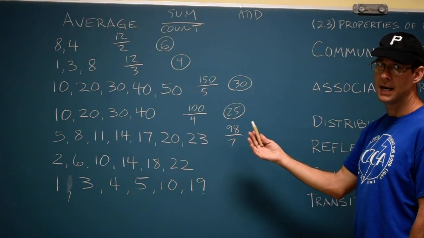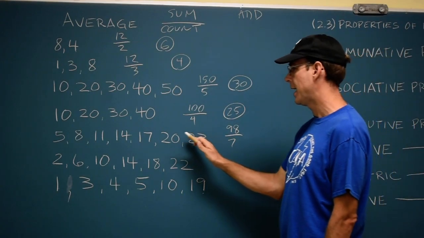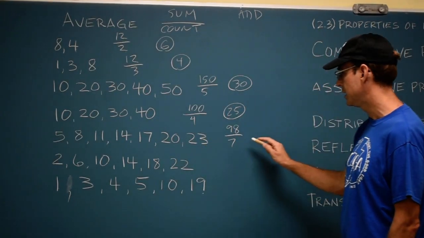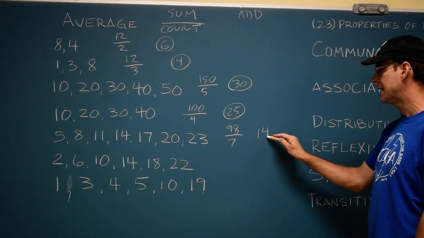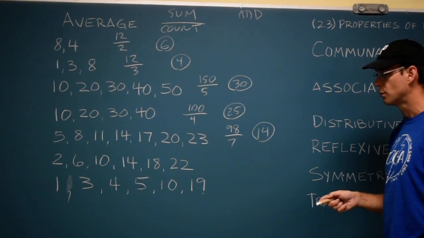If you didn't get 98, just recheck your adds. Add, that should get you a 98. Divide by 7. 7 into 98, if you divide it, should get you 14.